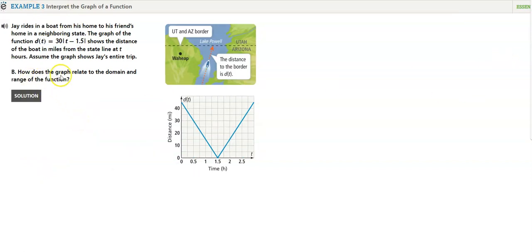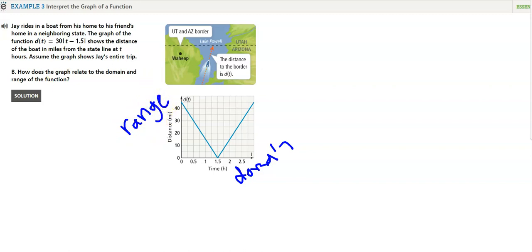This next question asks, how does the graph relate to the domain and range of the function? Remember, our domain is our x value. That's our time. And our range is our y value, which is our distance. Domain and range.